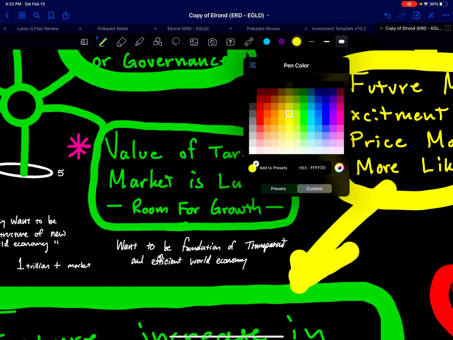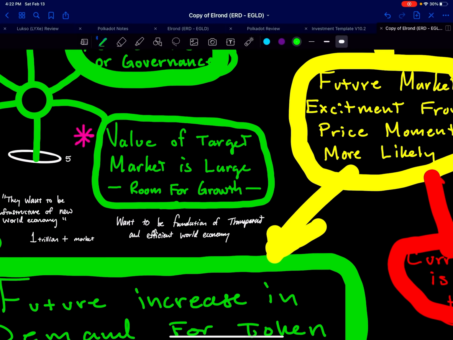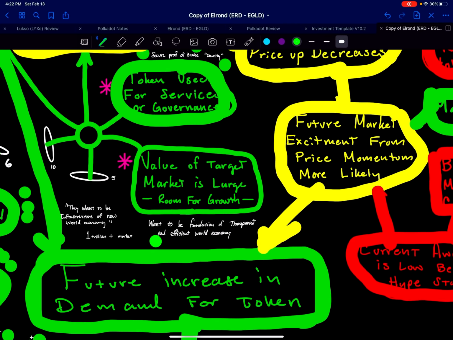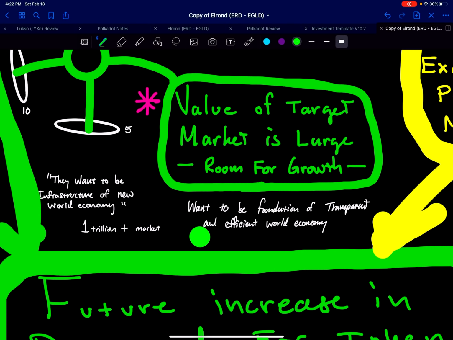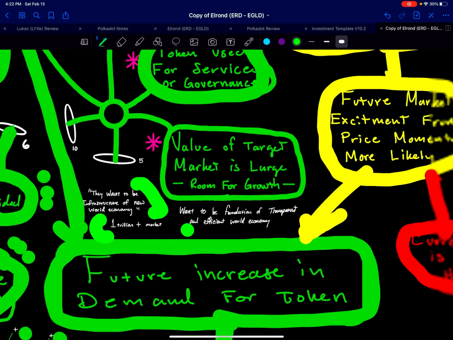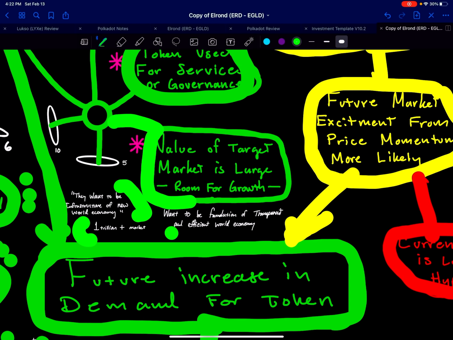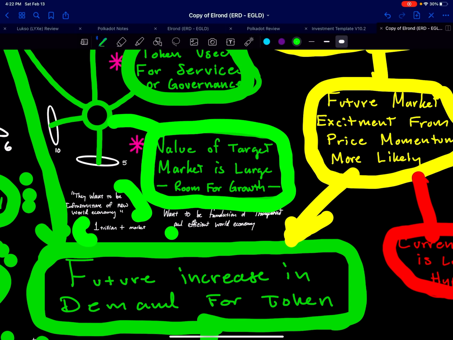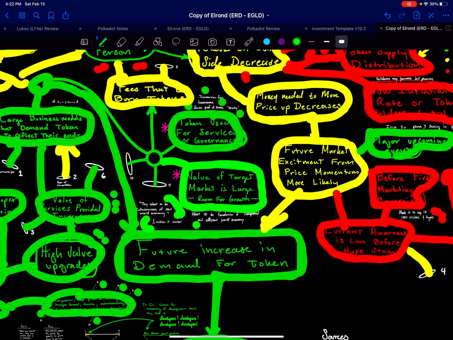As far as value of the target market, it's pretty large. They want to be the foundation of a transparent and efficient world economy. They want to be the infrastructure of the new world economy, and that's a $1 trillion market. So they have plenty of room for growth. I can't even throw values because blockchain is going to make the world a lot more efficient, and these guys are in a pretty good place to capture a lot of that.